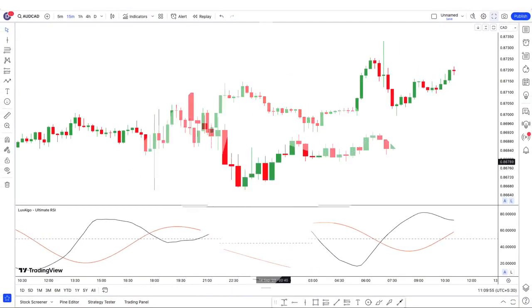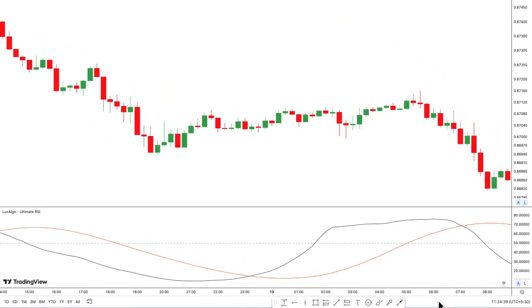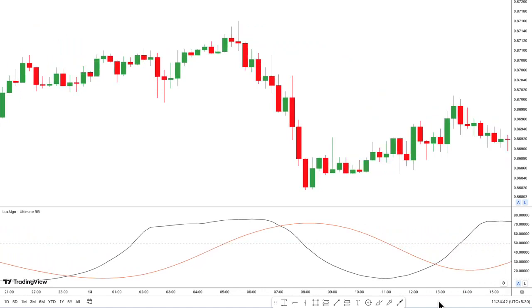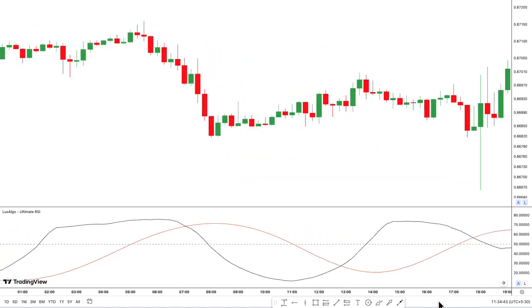Now, how do we trade with this indicator? Well, as mentioned earlier, this is going to be a trend filter indicator. More specifically, a short-term trend filter indicator.